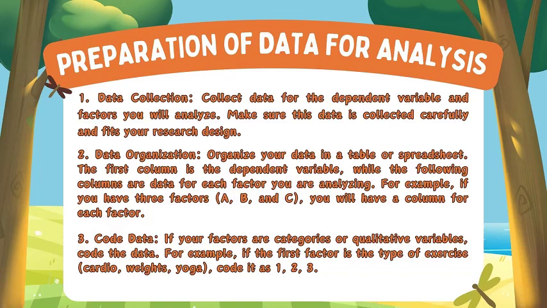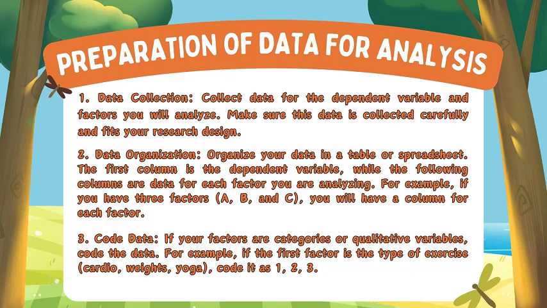The second is data organization. Organize your data in a table or spreadsheet. The first column is the dependent variable, while the following columns are data for each factor you are analyzing. For example, if you have three factors, like A, B, and C, you will have a column for each factor.